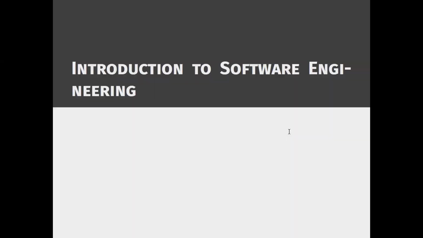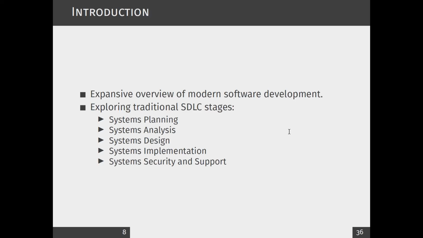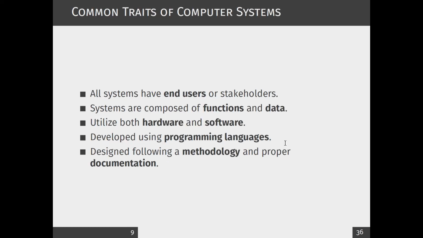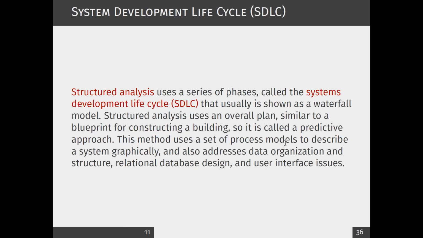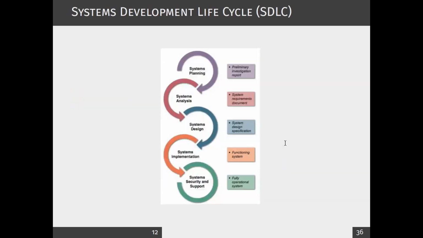Right. Okay, so last time we started by looking at the software development life cycle. That is, the traditional software development life cycle, starting from planning, analysis, design, implementation, and security and support. These phases we discussed in our previous discussion, so we have five stages in this case, and each of these five stages has different outcomes.